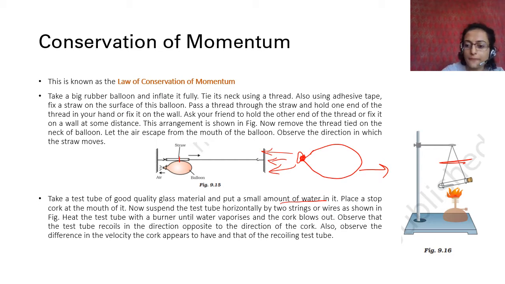Yes, you know this. The cork will go in this direction because the steam is trying to come out, so it will push the cork, but the test tube will go back in this direction, right? Observe the difference in the velocities that the cork appears to have and that of the recoiling test tube. That happens because of the difference in mass. Equal and opposite forces act on both these objects, but difference in mass can cause different effects.